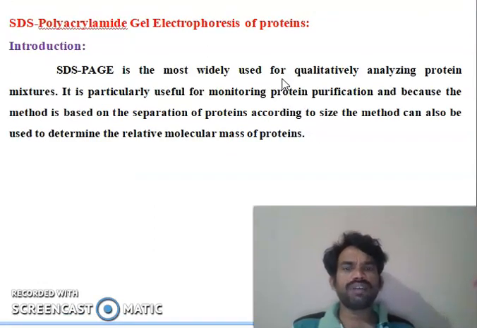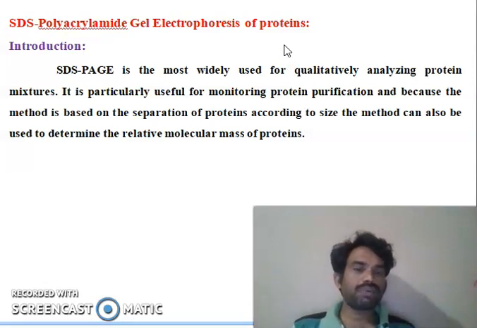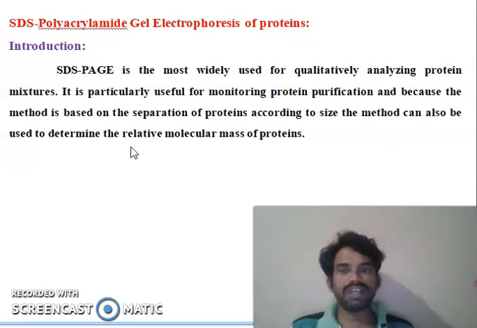One of the best techniques is SDS polyacrylamide gel electrophoresis of protein. SDS-PAGE is the most widely used method for quantitatively analyzing protein mixtures. It is particularly useful for monitoring protein purification because the method is based on the separation of proteins according to size. So SDS-PAGE gel is one of the separation techniques based on protein size. It will separate our compounds, mixture or complex, and can also be used to determine the relative mass of the protein.